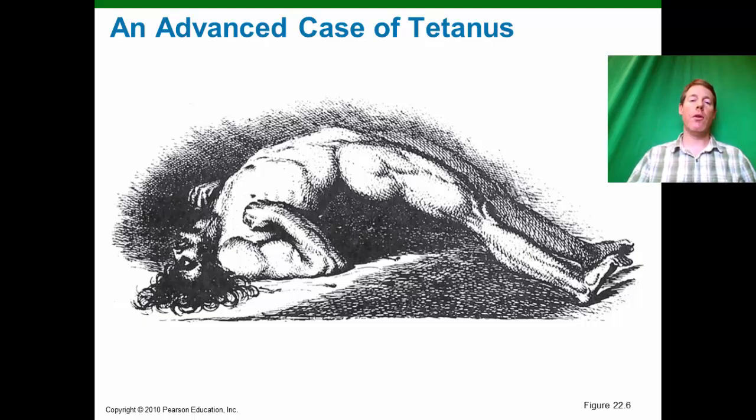This is an old drawing of an advanced case of tetanus. You can see this person's muscles, almost every part of their body, are contracted. Their fingers are curled up, their toes are curled, even their lower back muscles are tightened, causing them to arch. But even worse, their internal organs, the muscles controlling them, are starting to cramp as well, which is going to ultimately lead to the death of this person.